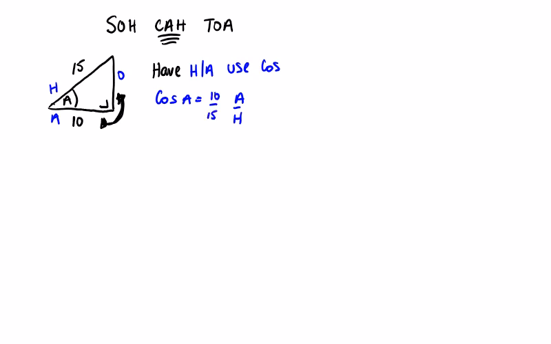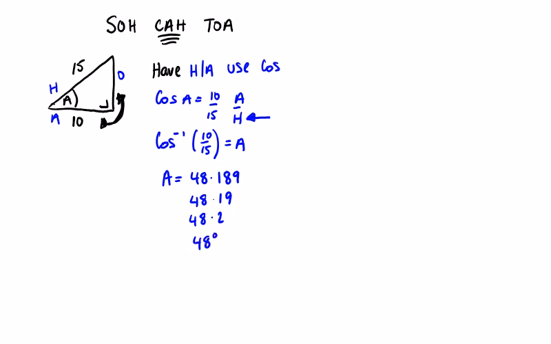If you write 15 over 10, have that memory that a cos ratio cannot be greater than 1, because the hypotenuse is the longest side, which is on the bottom, and that's the reason why. So the inverse cos of 10 over 15 will give me the angle A. Typing this into our calculator, we get 48.1896, so 48.19, or 48.2, or 48 degrees. Don't forget your degree symbol, which I do a lot.